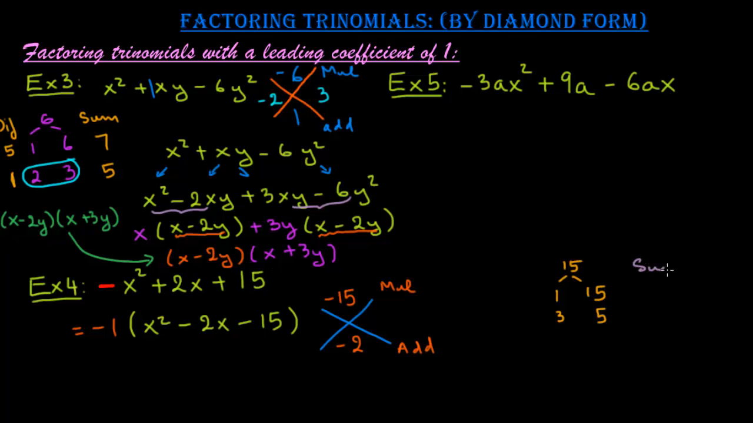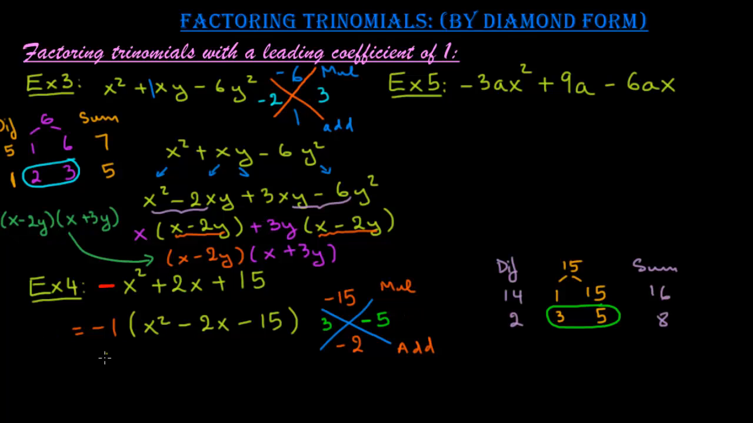Now we find the sum and difference. The sum gives me 16 and 8. The difference gives me 14 and 2. We're looking for negative 2, so it looks like 3 and 5 is the pair I'm looking for. Let's put them in the diamond form. To get negative 2, we should put the negative on the larger number. So 3 plus negative 5 gives me negative 2, and 3 times negative 5 gives me negative 15.